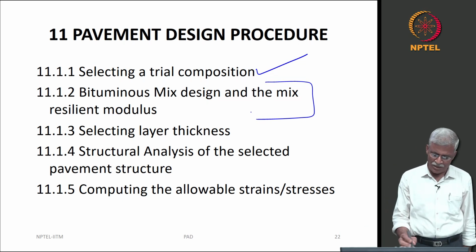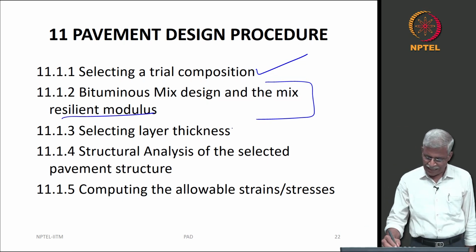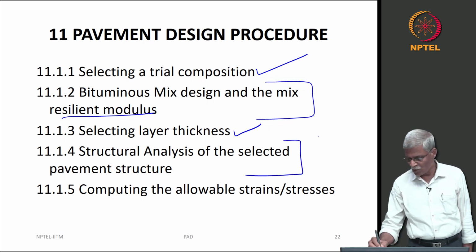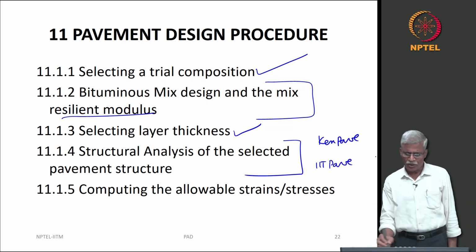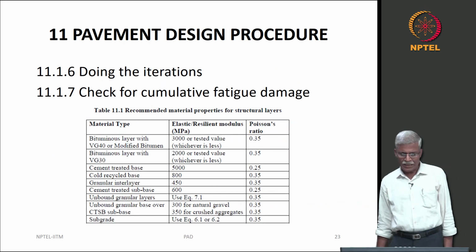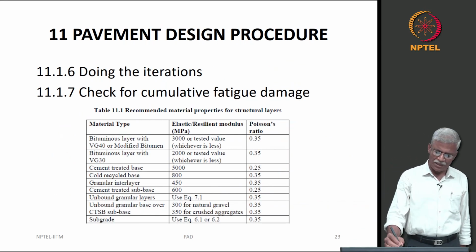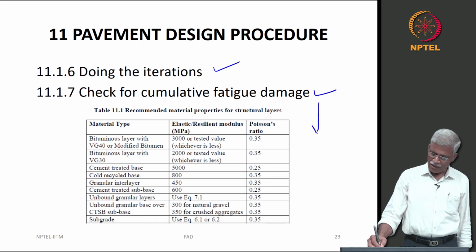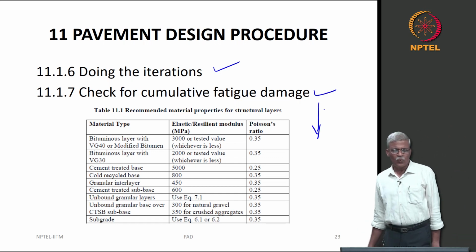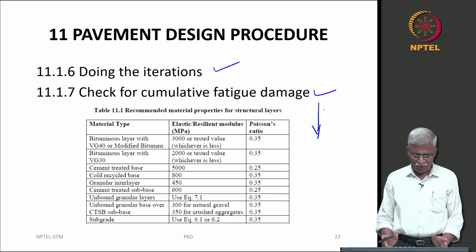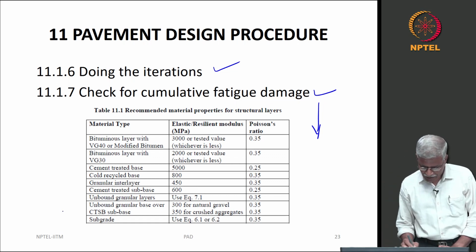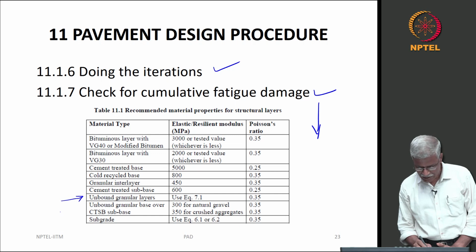So that is the mix design, and then measure the mix resilient modulus, select the trial layer thickness, and do the structural analysis, using either KenPave or IITPave, they are the same, and compute the allowable strains and stresses here, do the iterations, check for cumulative fatigue damage, and it keeps going like this. Now, when they worked out some sample guidelines, they have used some of the following properties, and in fact you can actually take a look at these things.